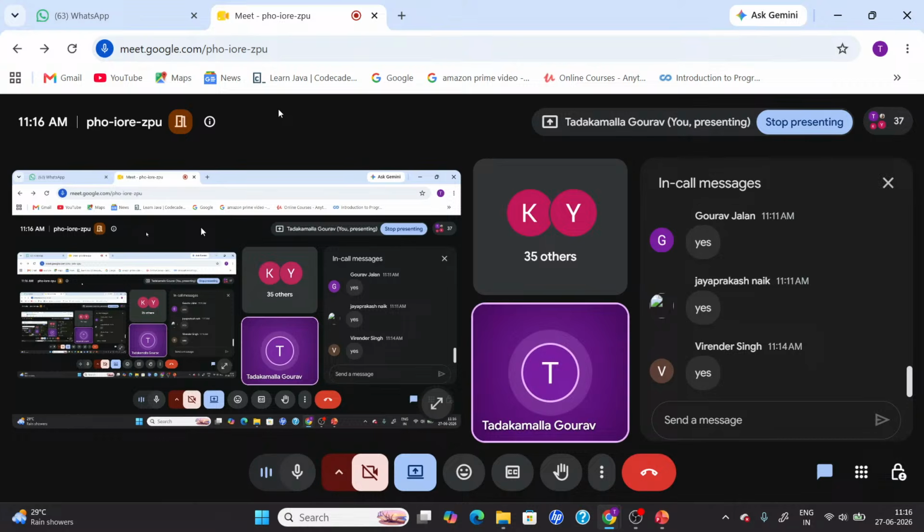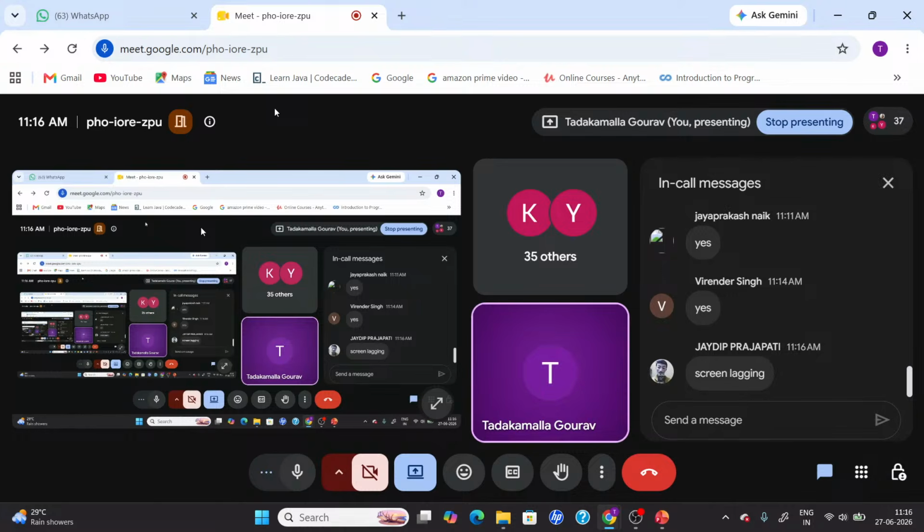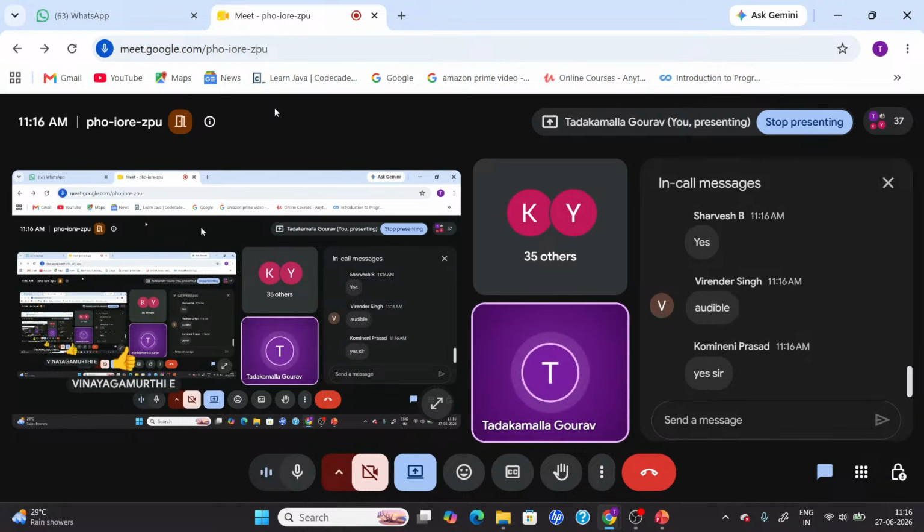Please let me know whether I am audible, right? Am I audible? Once confirm whether I am audible. Is it lagging for others? Everything is fine, right? If it is lagging or not audible, please let me know.